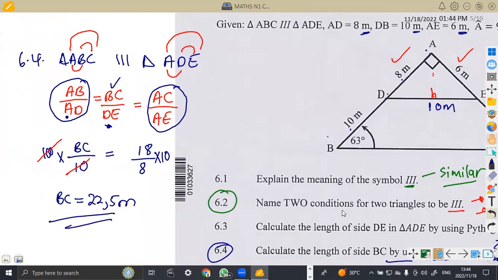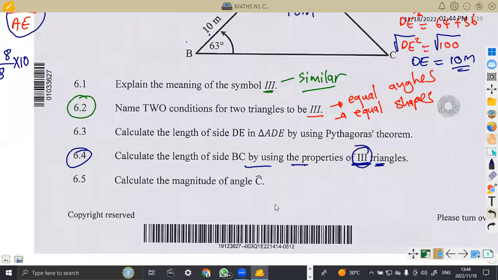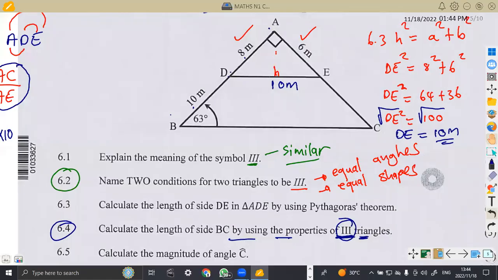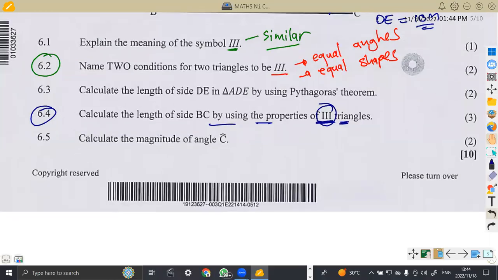Okay, so that was 6.4. 6.5, calculate the magnitude of the angle C. So this is angle C here. That is our angle C. So guys, we know that angles in a triangle simply add up to 180. You have got 90 and 63. But we know that angles in a triangle add up to 180. So I'm just going to subtract from 180.